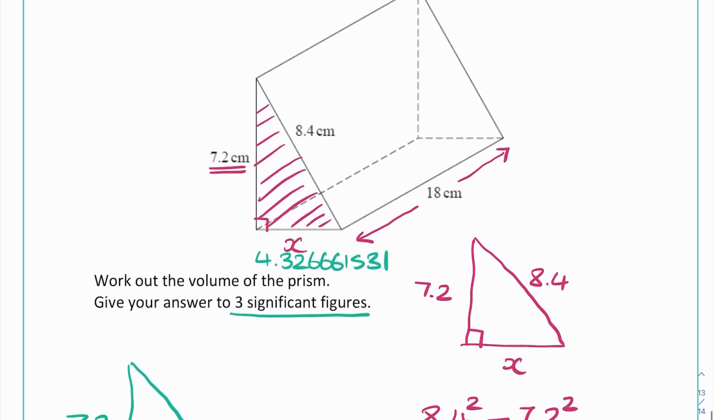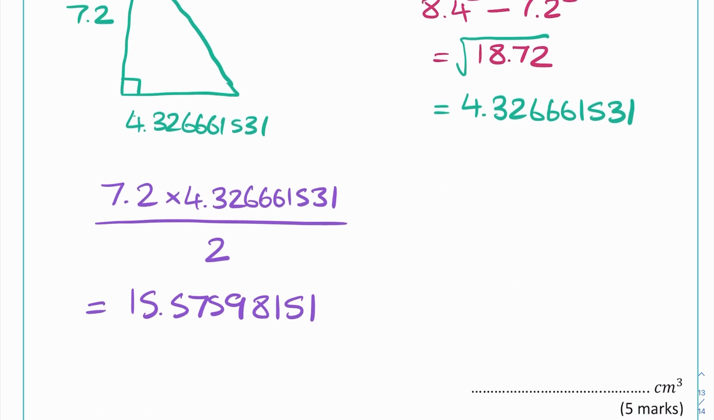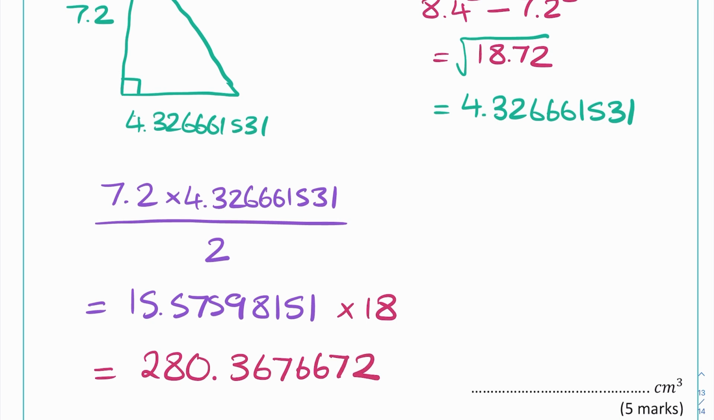As we mentioned at the start, once you've got the area of the cross section, you just need to multiply it by the length that it's going through the shape, which in this case is 18. So I'm going to take that answer there, multiply it by 18, that'll give me the volume. I've still got that number on the calculator, so I'm just going to press times 18, press equals, and I get 280.36766672. So there is my volume.